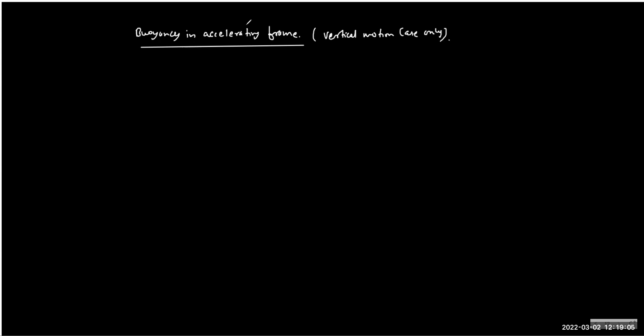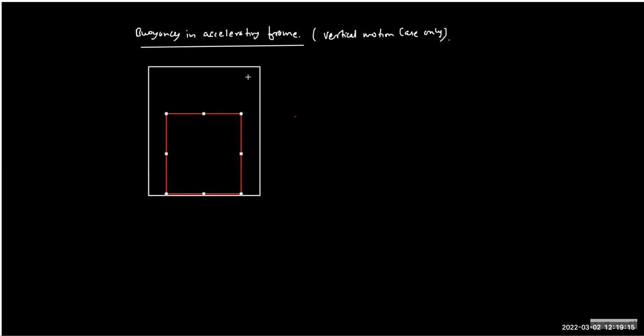We'll keep the buoyancy in the accelerating frame. So there are two types of acceleration, which we generally consider, vertical and horizontal. As of now, we'll only keep the vertical acceleration. Okay. So imagine we have an elevator. In this elevator, we have a vessel with liquid.